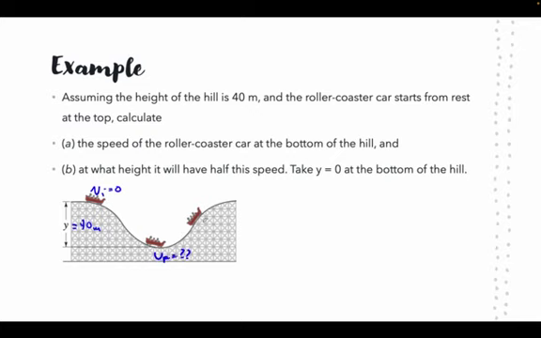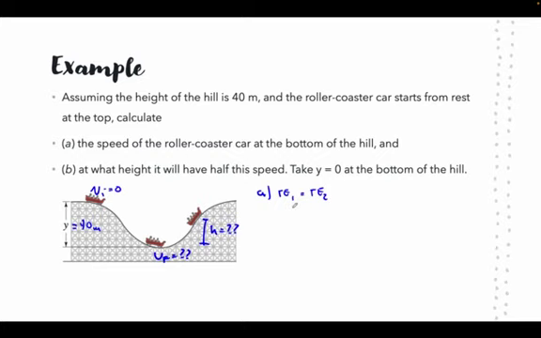And calculate the height at which the velocity would be half. So calculate h here where the velocity will be half. All right, let's start with A. So I know that from the conservation of energy, the total energy at point 1 is equal to the total energy at point 2, or initial and final.